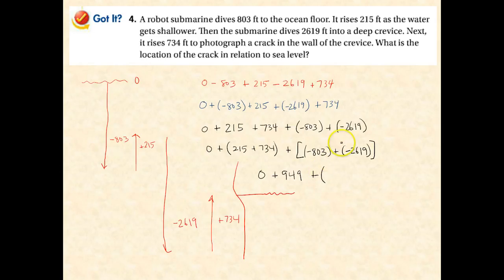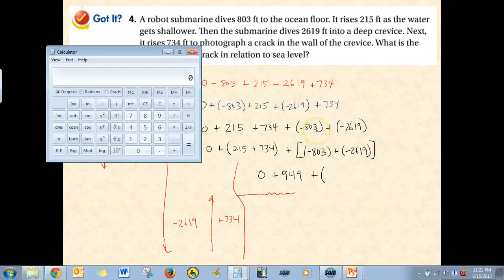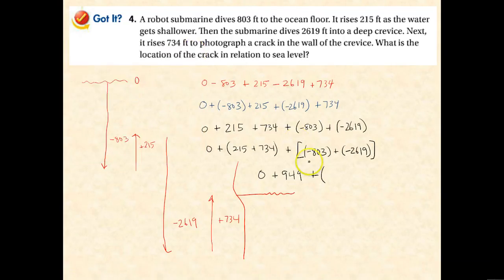Plus, now these are the same signs, so I'm going to add them together and keep that sign. So 803 plus 2,619 is 3,422, but it's negative. Negative 3,422. Then I got the additive identity of 0. So this is just 949 plus negative 3,422. Now, these are opposite signs, so I'm going to subtract and then keep the sign of the bigger one.